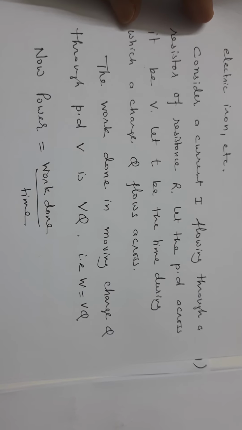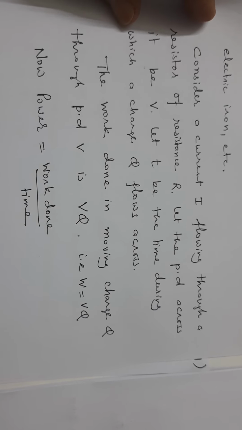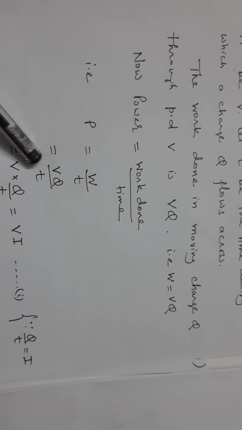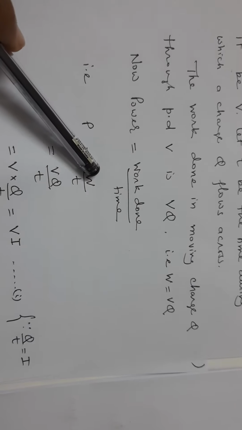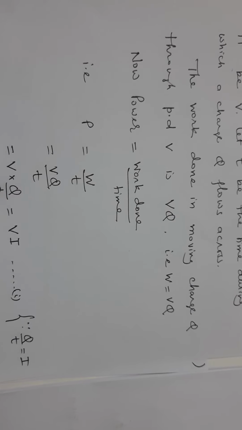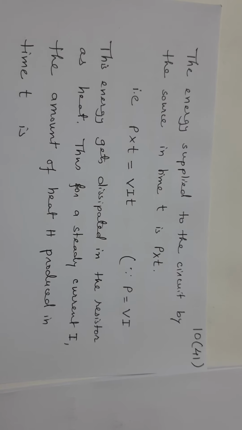Now the rate of doing work is known as power. So power is work done upon time. Work done, we know, is VQ, so we have VQ upon t. I have separately written this VQ upon t as V into Q upon t. And Q upon t, charge upon time, that is current I. So we get one relation, P is equal to VI. Do remember.